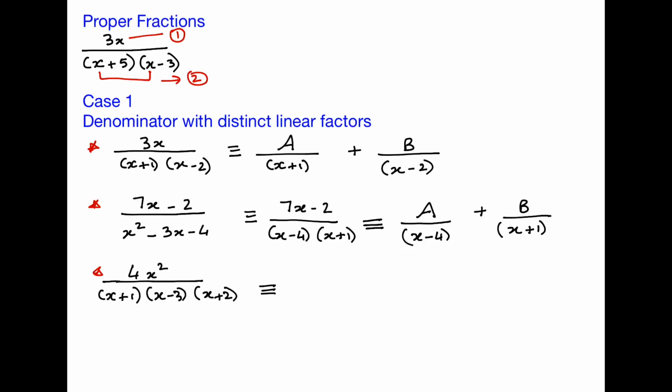Also, suppose you have 3 factors in the denominator. If you have 3 factors, the standard result is going to be A over x plus 1 plus B over x minus 3 plus C over x plus 2.